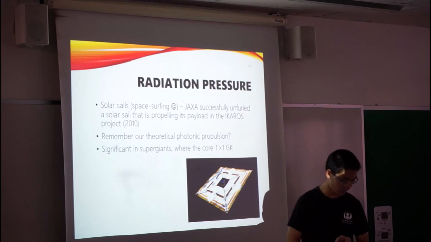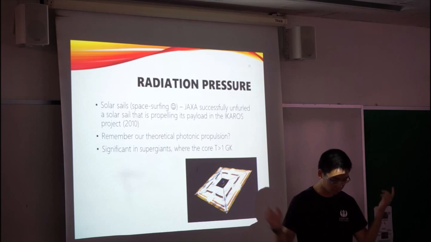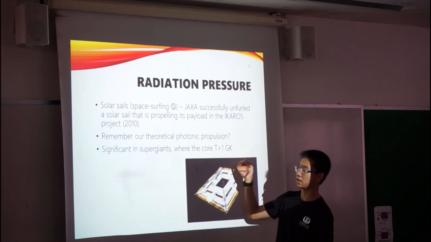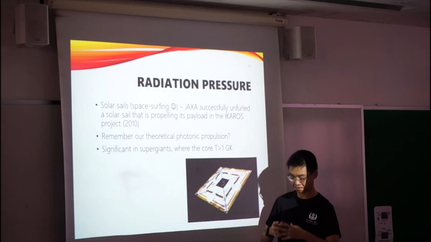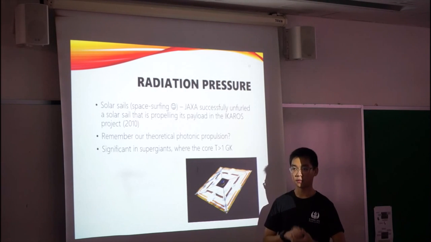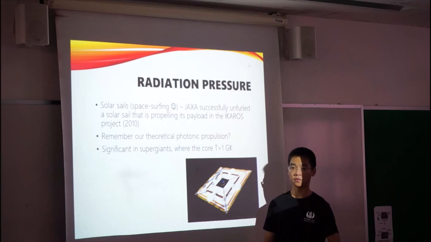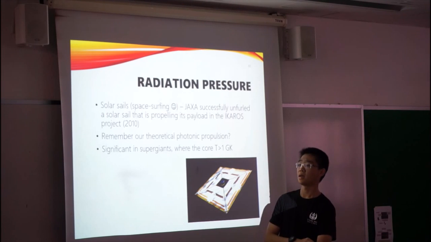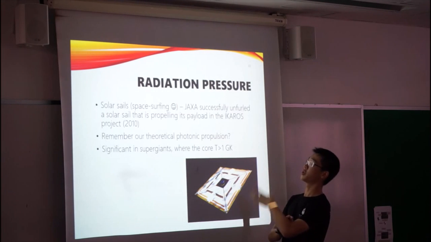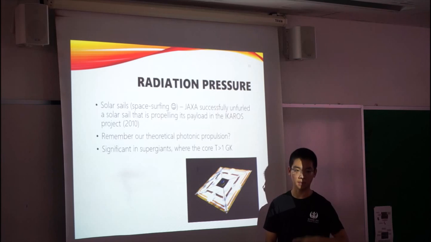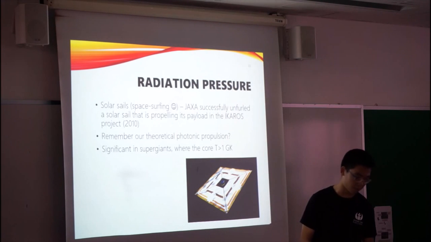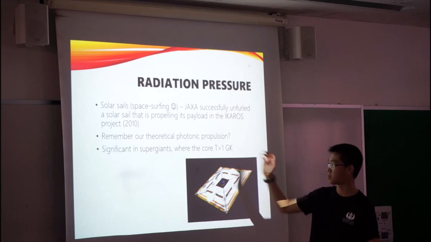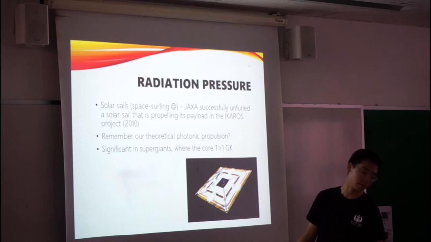And another part where radiation pressure applies is in the core of supergiants. In nuclear fusion, which I'll talk about later, photons are emitted in the form of gamma rays, etc. This causes a radiation pressure that counteracts the immense gravity the star exerts on itself, and therefore prevents it from collapsing. I mean, this is one of the forces responsible for that, but there are other forces as well.